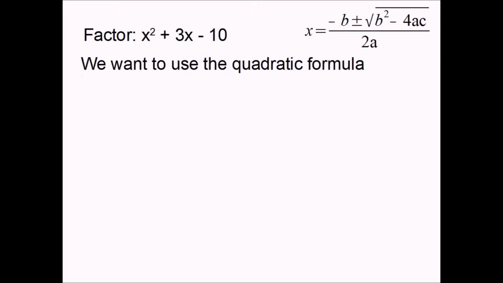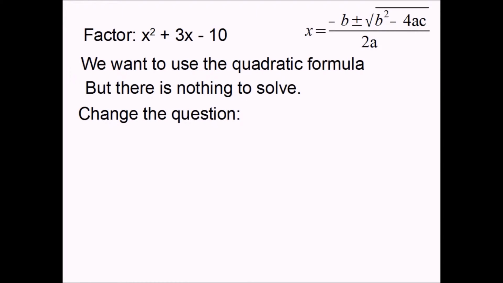So here we go. The quadratic formula is just going to hang out in the corner there so that we remember what it is. Here's my factoring problem. I want to factor x squared plus 3x minus 10. This is actually a fairly easy factoring problem, but I'm not going to do it that way. We want to use the quadratic formula. Unfortunately, we can't. This is not an equation to solve because there is no equal sign.